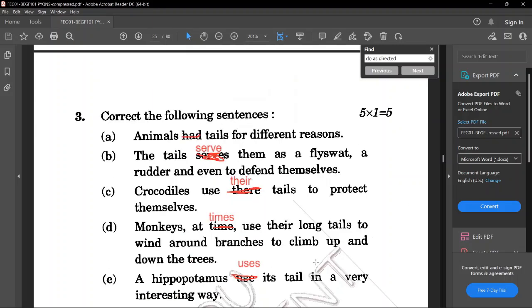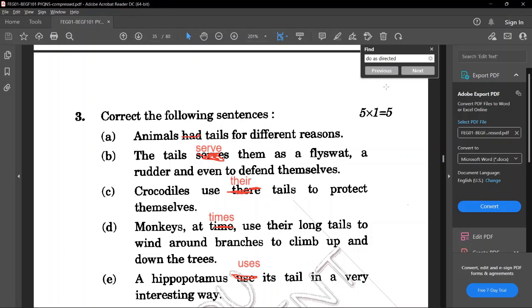Next, correct the following sentences. Animals had tails for several different reasons. Why is this wrong? "Animals had tails" is wrong because it's past tense. Animals do have tails, right? They have tails now. They had tails before. They will have tails in the future. We can't say that for sure. So animals have tails now, so "had" can't be the right word. Had will indicate that they don't have tails now. They used to have tails, but they don't have them now. But they do have them, right? So the "had" will not come. So it will be animals have tails for different reasons.